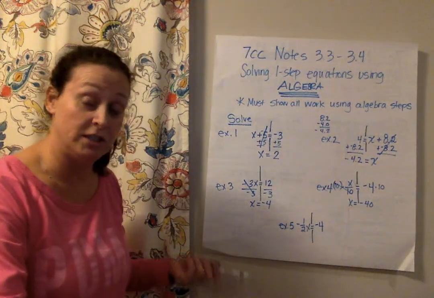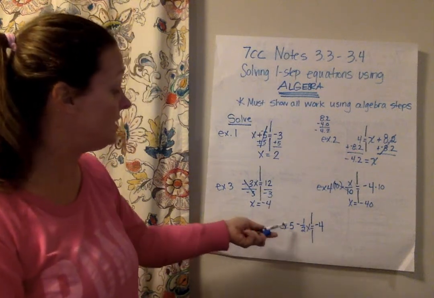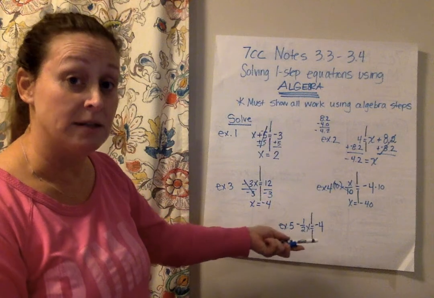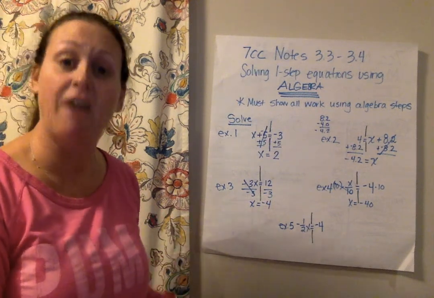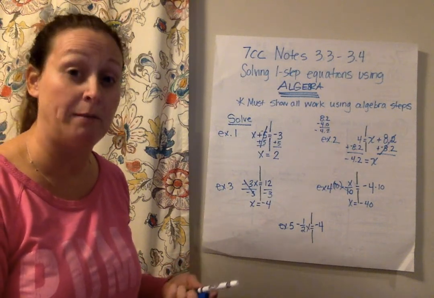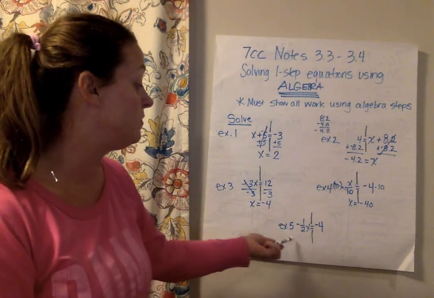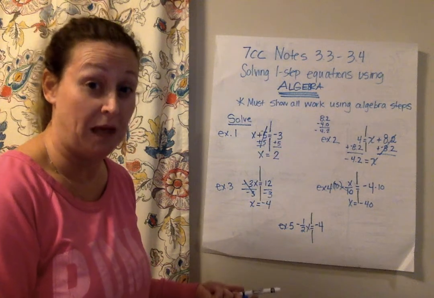The last example is the most difficult because I need to identify that negative 1/2 is being multiplied by x. Well, what's the opposite of multiplying by negative 1/2? That's dividing by negative 1/2. But you need to take it one step further. When you divide by a fraction, you truly multiply by the reciprocal. So rather than writing the division sign and dividing by negative 1/2, I'm going to multiply by negative 2.